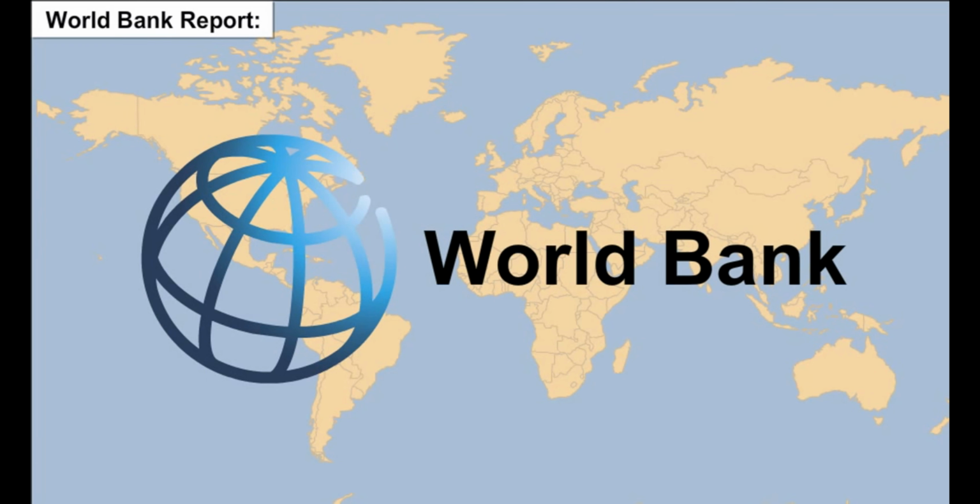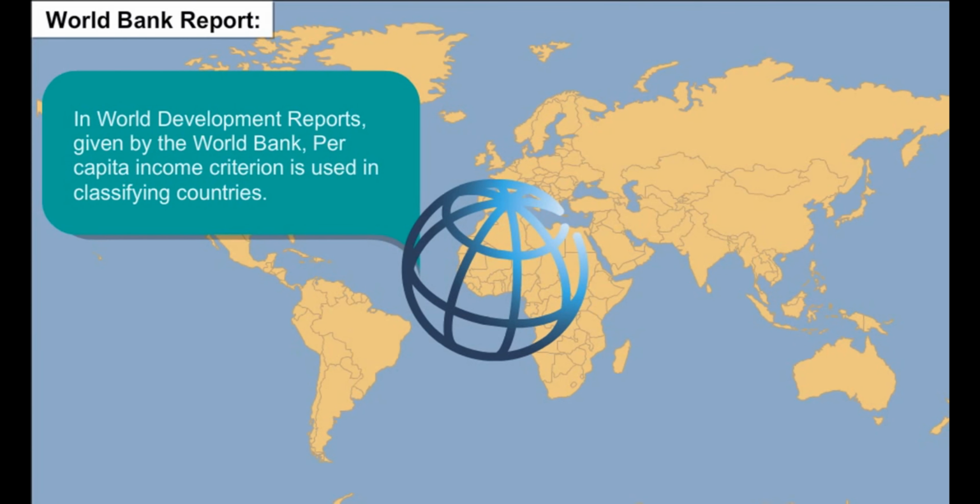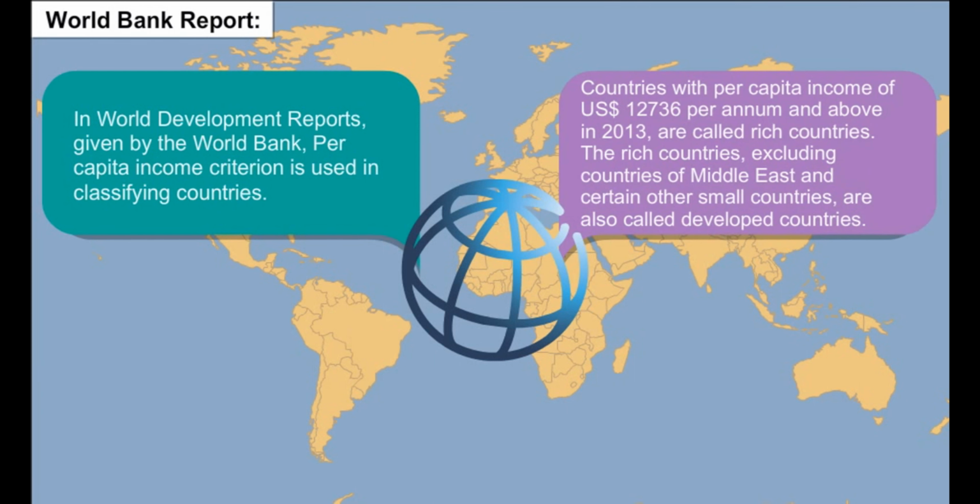World Bank Report. In World Development Reports given by the World Bank, per capita income criterion is used in classifying countries. Countries with per capita income of US dollar 12,736 per annum and above in 2013 are called rich countries. The rich countries, excluding countries of Middle East and certain other small countries, are also called developed countries.